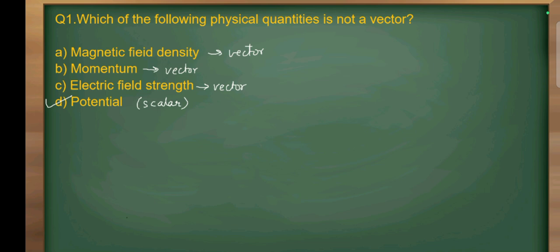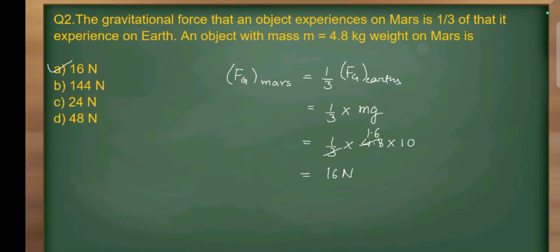Now we will move to the next question, that is question number 2. Question number 2 is, the gravitational force that an object experiences on Mars is 1 by 3 of that it experiences on Earth. An object with mass m equal to 4.8 kg, weight on Mars is. So here it is given that the force experienced by the object on Mars is 1 by 3 of that on Earth. Okay, so we have to find the force on the object on Mars.